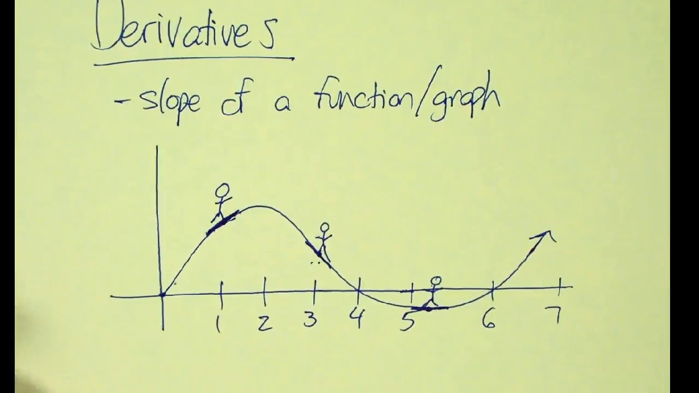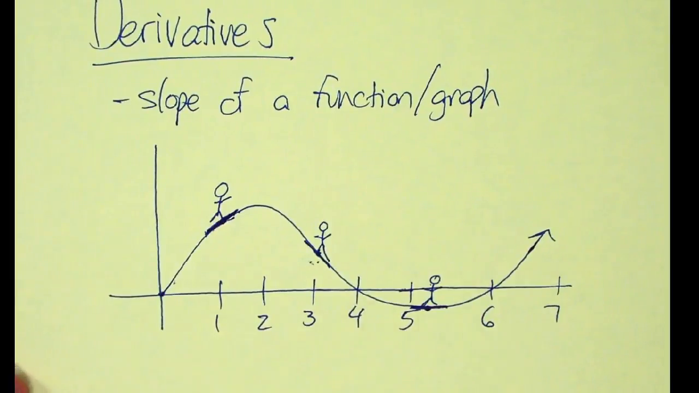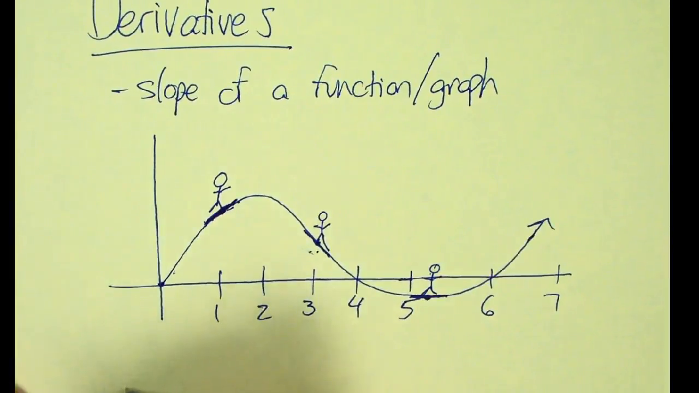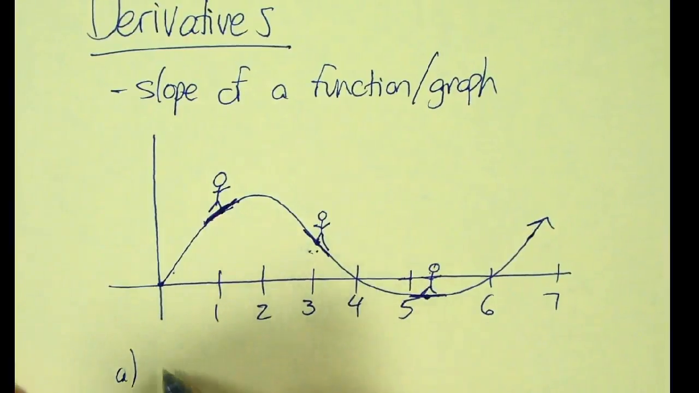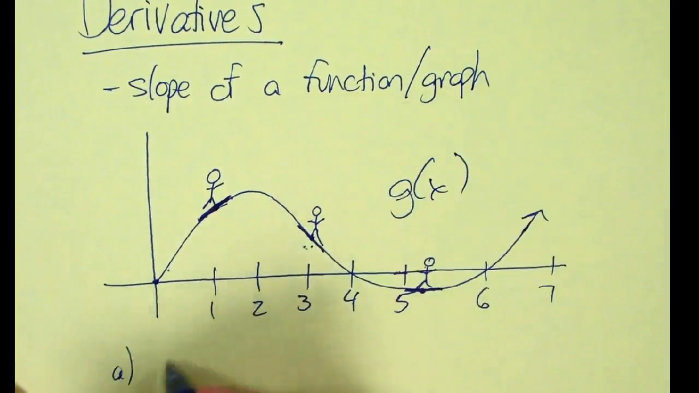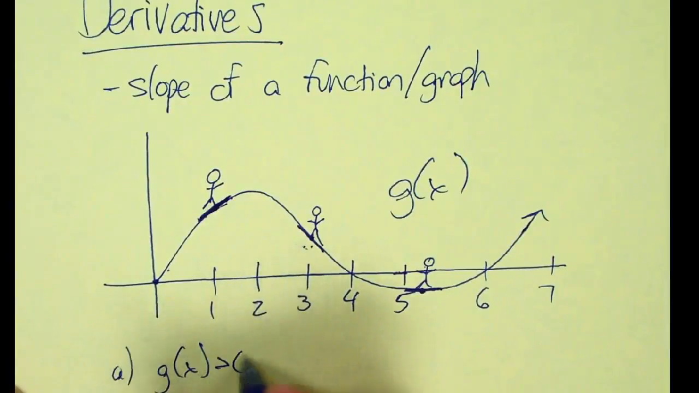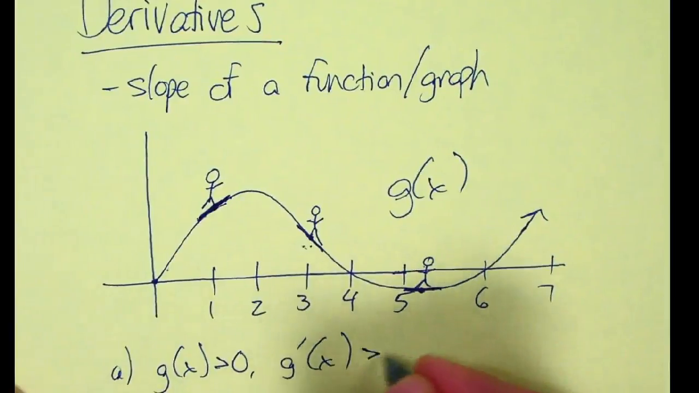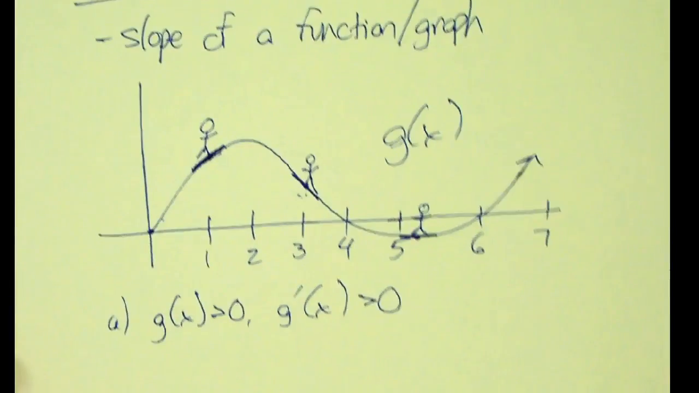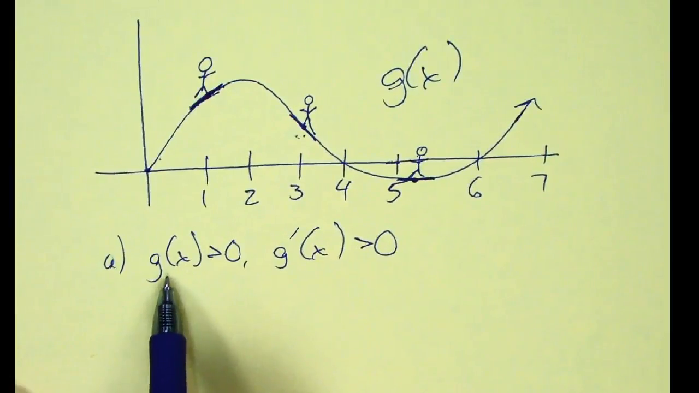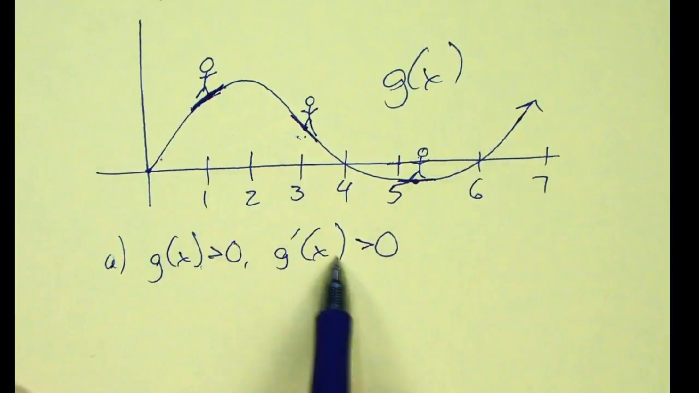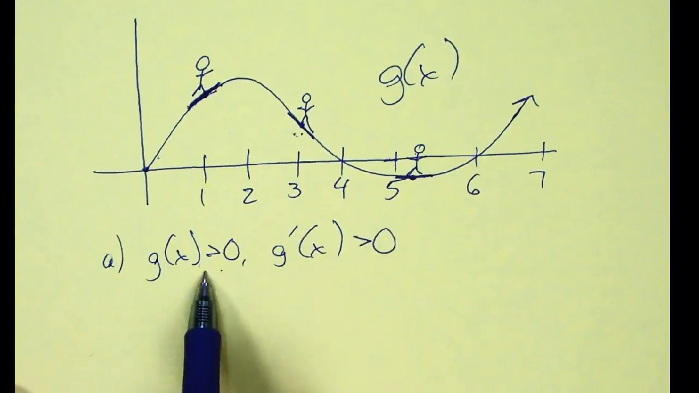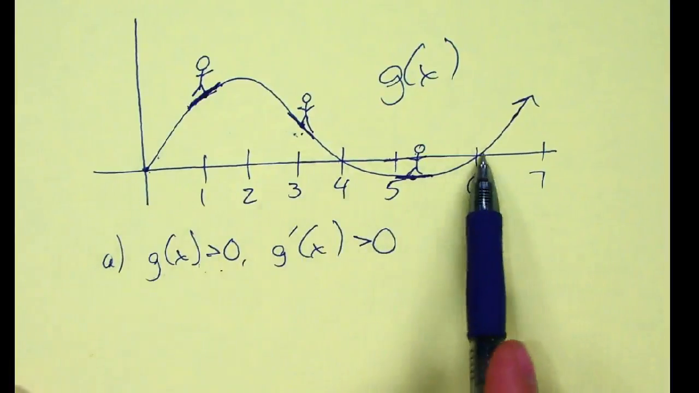Now that also goes with the idea of, is the graph itself positive or negative? The graph itself being positive or negative just talks about whether we are above the axis or below the axis. So let's say that in part A I ask you to find spots. Let's say this function is called g of x, and find where g of x is positive and g prime of x is also positive. G prime means derivative. So I want to find a part of this graph where both of these things are true. This means the function itself, or the graph itself, is above the x-axis. So right now it could only be between 0 and 4, or between 6 and infinity.